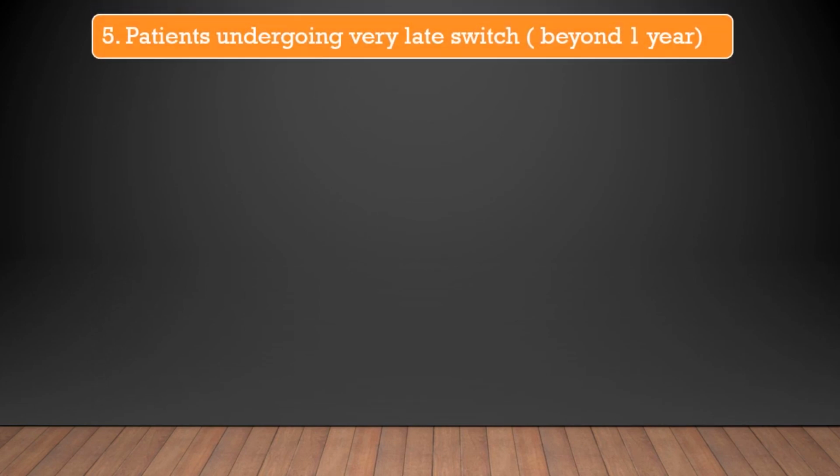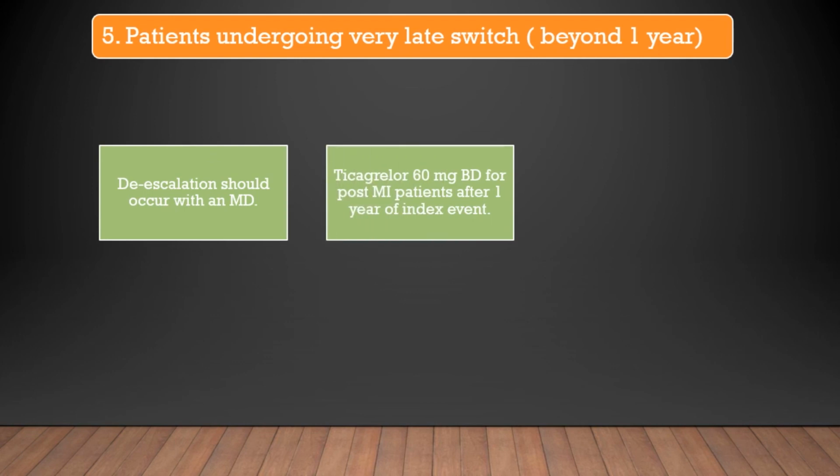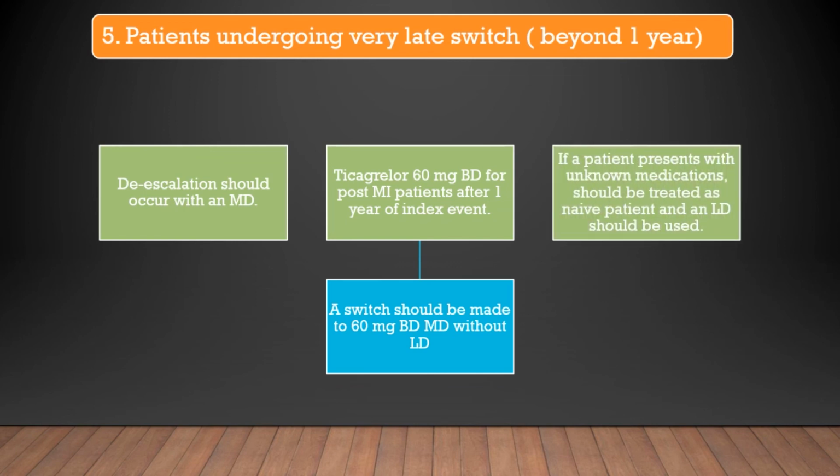Patients undergoing very late switch, that is beyond 1 year. De-escalation should occur with a maintenance dose. Ticagrelor 60 mg BD for post-MI patients after 1 year of index event. A switch should be made to 60 mg BD maintenance dose without a loading dose. If a patient presents with unknown medications, sometimes patients present to us saying they are taking medications but they don't know what medications. They should be treated as naive patients and a loading dose should be used.